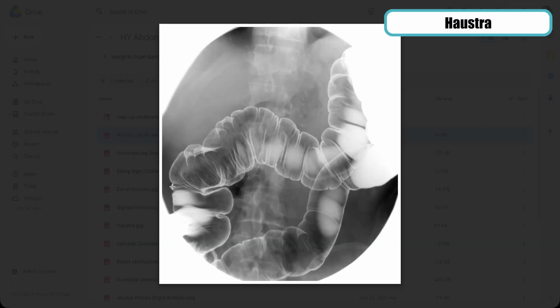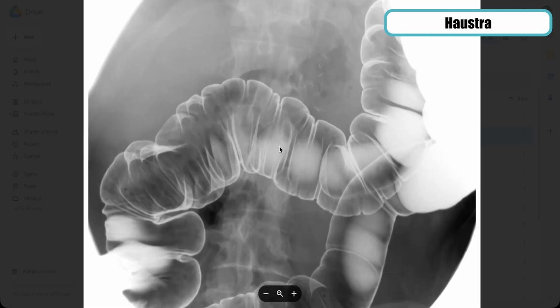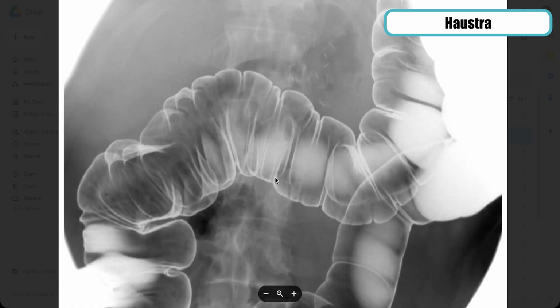This is just a fluoroscopic image to show you the difference between haustra and valvulae conniventes. If you take a look here, this is a very clean, very clear image. You can see the haustra, the little lines that separate them, don't go all the way across. This one goes maybe 3/4 of the way, maybe 4/5, but it doesn't go all the way across. Same here, it goes most of the way, but not all the way.